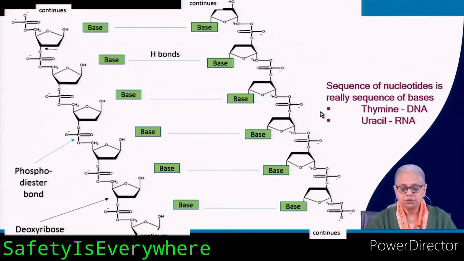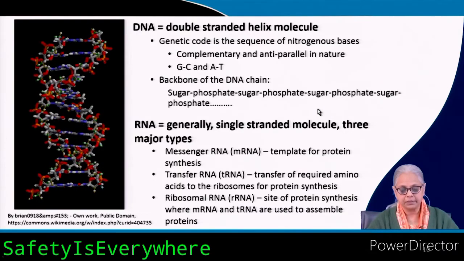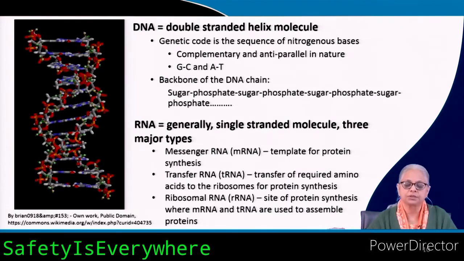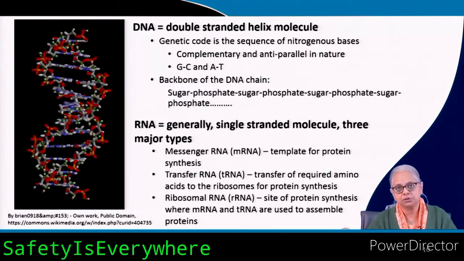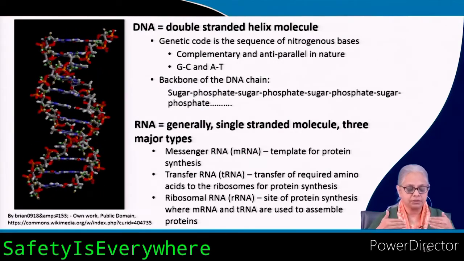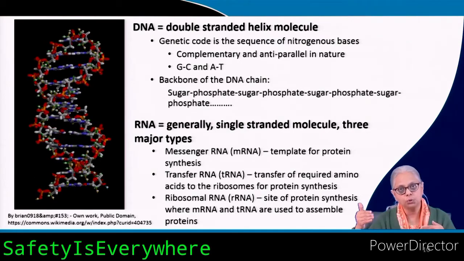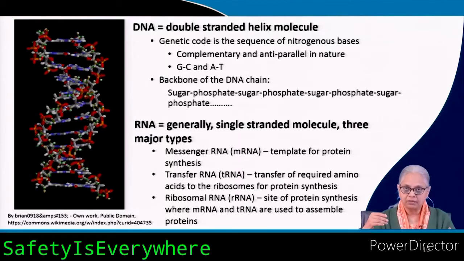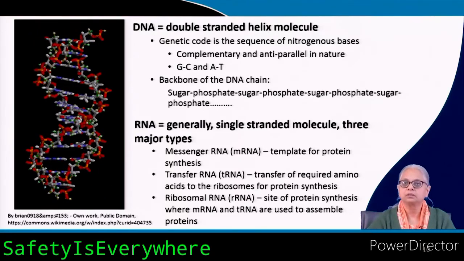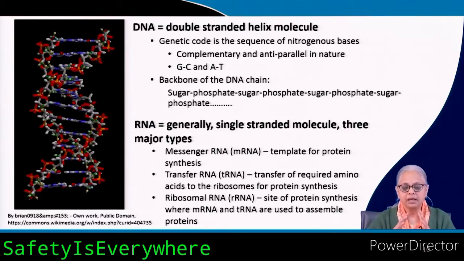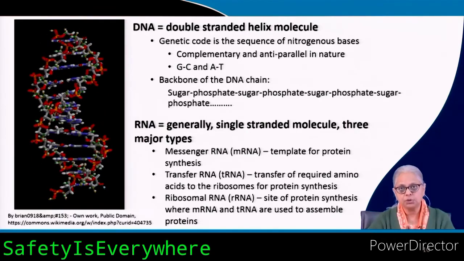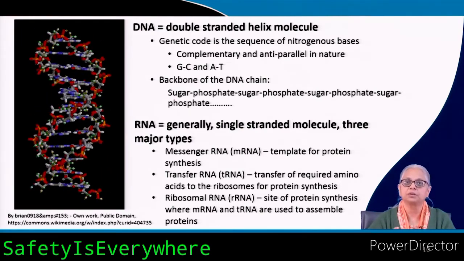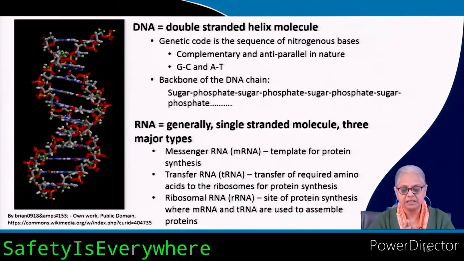Now I've already mentioned in a previous slide that you have guanine, which is complementary to cytosine, and adenine, which is complementary to thymine. So when you have two strands, if you have guanine on one strand, it will bond only with cytosine on the other strand, and vice versa. So if you have adenine on one strand, it will bond with thymine on the other strand. So they are complementary and antiparallel. The two double strands are complementary and antiparallel in nature, and this helps to preserve the sequence of nitrogenous bases.